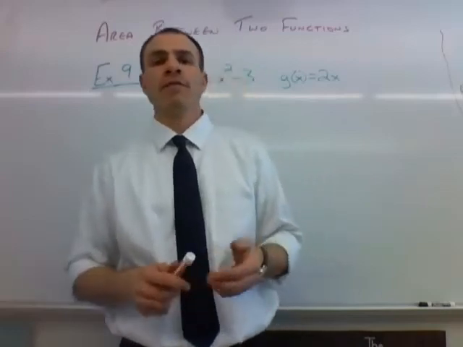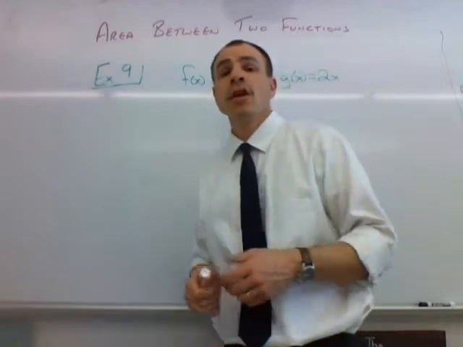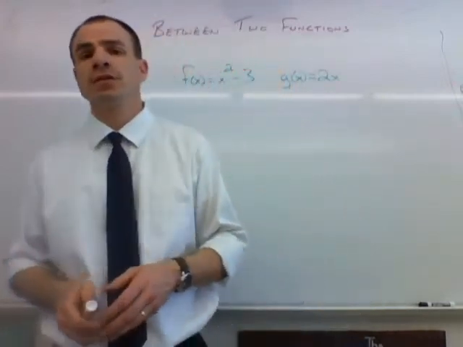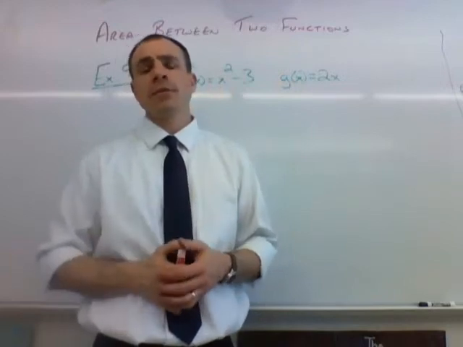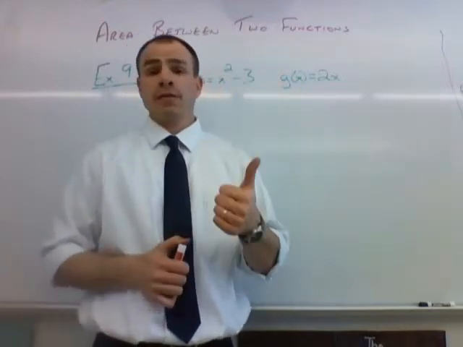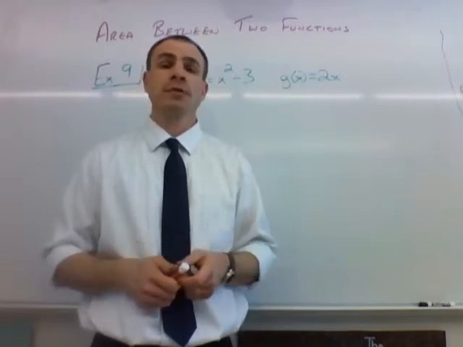9, we see we have f of x is now equal to x squared minus 3, and g of x is equal to 2x. We want to find the area between these two functions. We don't have a graph available to us. We're going to try and do this without the graphing calculator. So that means that we need to A, find our bounds, and B, figure out which function should go first, which of the two functions is greater.